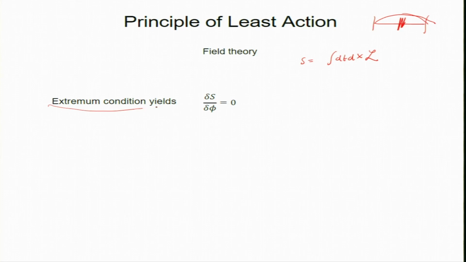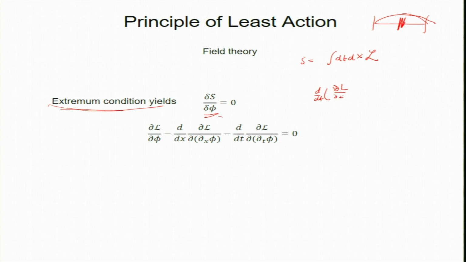So, the extremum condition for the action will give us the equation. So, delta S is delta phi 0. The extremum condition derivation is very similar to what we did for particles. For the particle we had d by dt of partial L partial x dot, that was what we got. Now, instead of x dot we have fields. So, the derivation is very similar to what we did before.